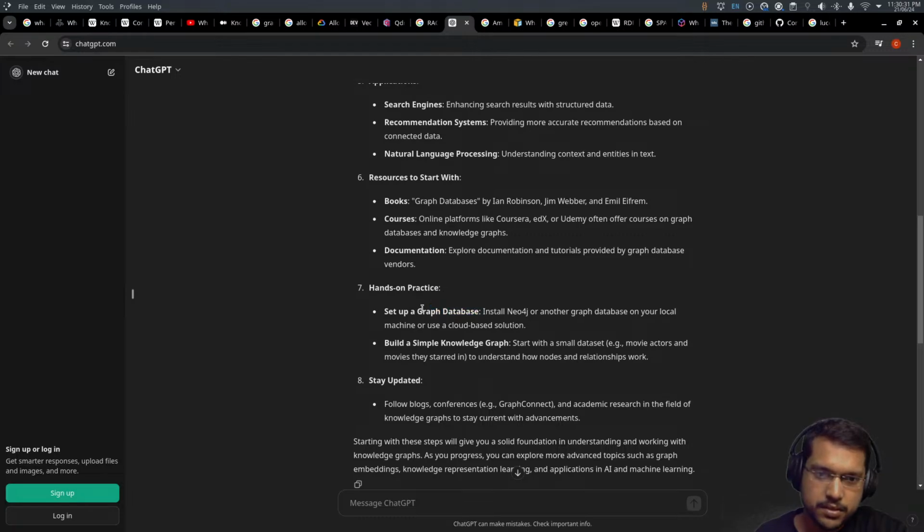Set up a graph database, install Neo4j, build a simple knowledge graph. Wait, when they say build a simple knowledge graph, are they just basically using the encoder part of a lot of these models? Because I know a lot of these models are encoder-decoder. I think GPT is either an encoder-only or decoder-only model.